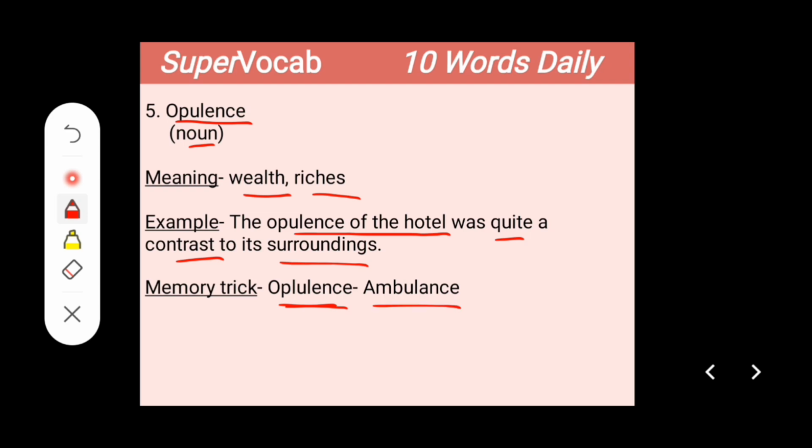There are two friends, and one of them is very rich and he has a very big luxurious house, and the other friend visits his house, and when he sees that much wealth and luxury, he just faints. So the other one has to call an ambulance for him. So that way you can relate opulence with ambulance. Okay, so let's move to the next word.